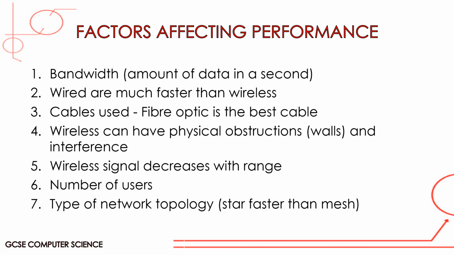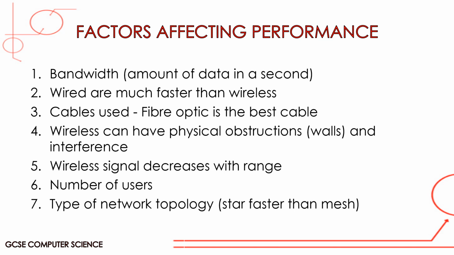Number 4, wireless can have physical obstructions. So if you are wireless, one of the things affecting your performance could be that you've got walls or ceilings blocking the wireless signal. Number 5, wireless signal decreases with range. So the further away you get from the router, the signal will decrease.